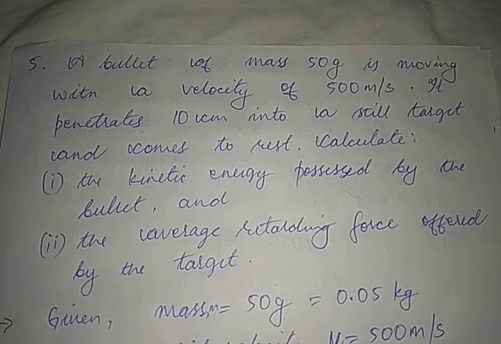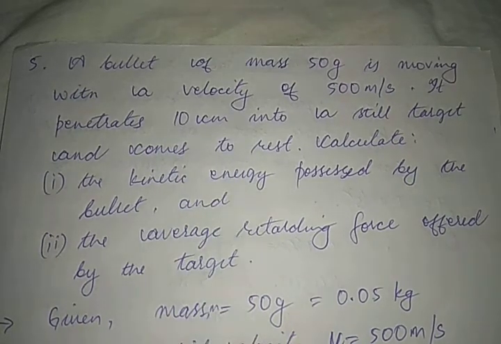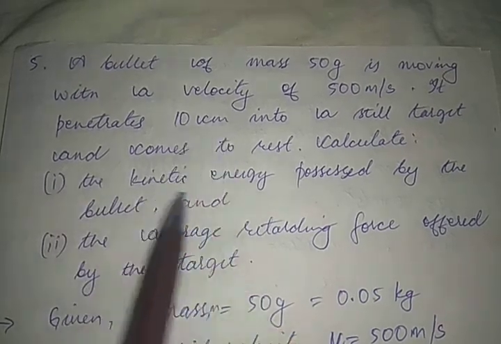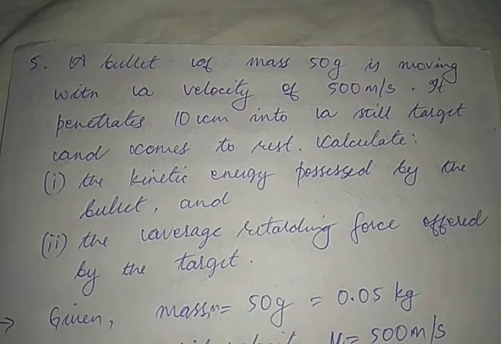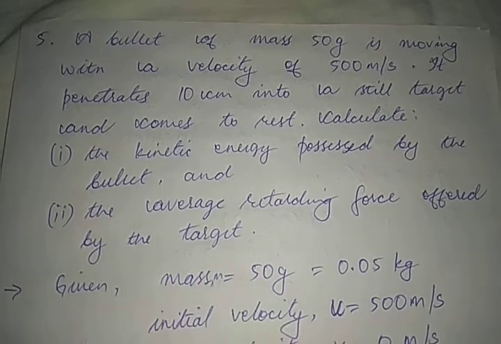So we have a still target, say for example a wooden board. Now the bullet hits the wooden board and penetrates 10 centimeters into it. Then after penetrating 10 centimeters, what happens is the bullet comes to rest. The bullet comes to rest after penetrating 10 centimeters inside the still target. Then it says calculate the kinetic energy possessed by the bullet and the average retarding force offered by the target.